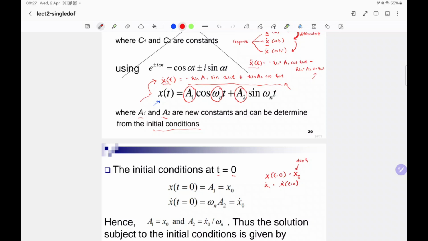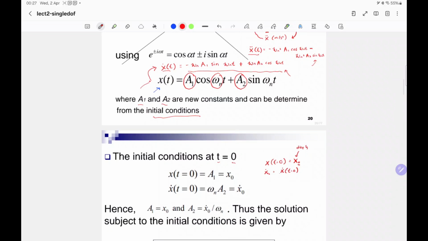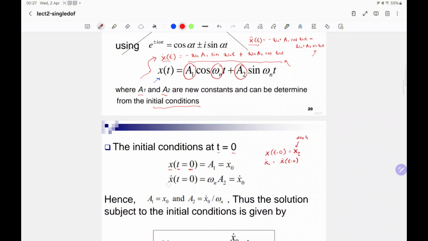So what does it mean by initial condition? Initial condition means we need to consider x when the time is 0 second, and also the x dot when time is equal to 0 second. So sometimes we can write it as x naught, meaning the initial condition for displacement, and x dot naught, the initial condition for velocity. So naught here means when time is 0, right?